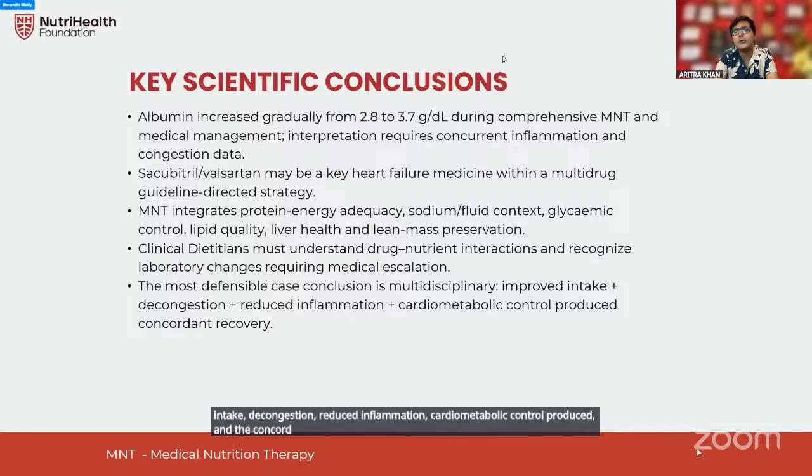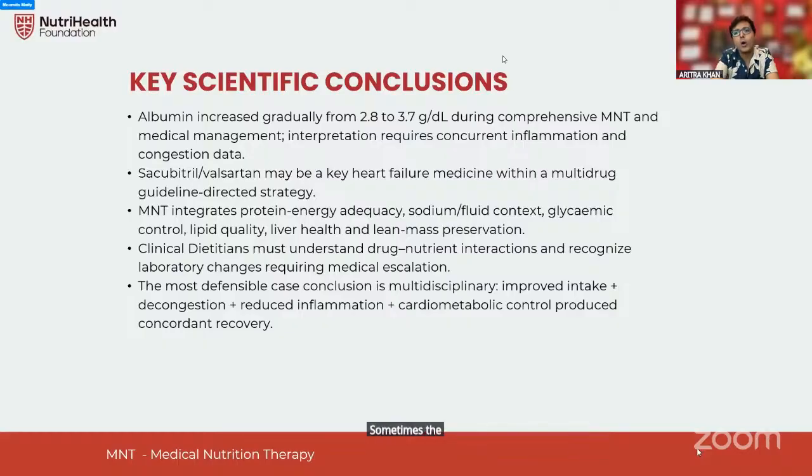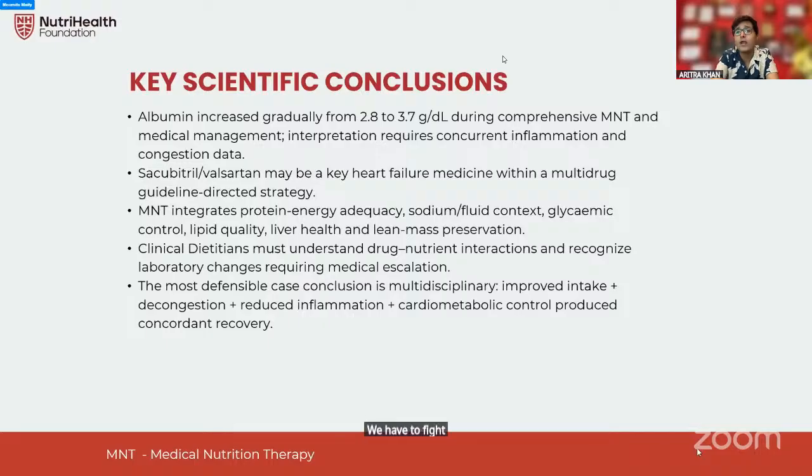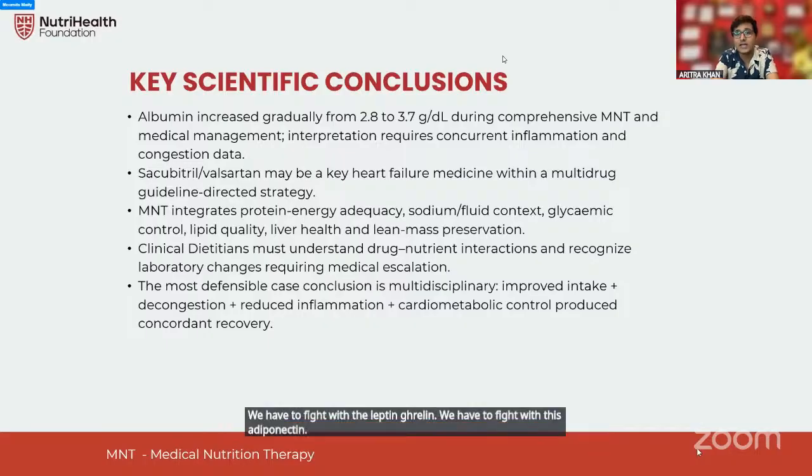recovery. You know very well that a lot of adiposity, a lot of adipose tissue sometimes works as an active endocrine organ and increases a lot of pro-inflammatory cytokines like tumor necrosis factor alpha, interleukin 6, interleukin 8, and mitigating a lot of protein balance in our body. So we have to fight. We have to fight with the leptin, ghrelin. We have to fight with this adiponectin. All those things in synergism with the MNT therapy and with the GLP, GIP, peptide YY, all this activation. So that is very important.